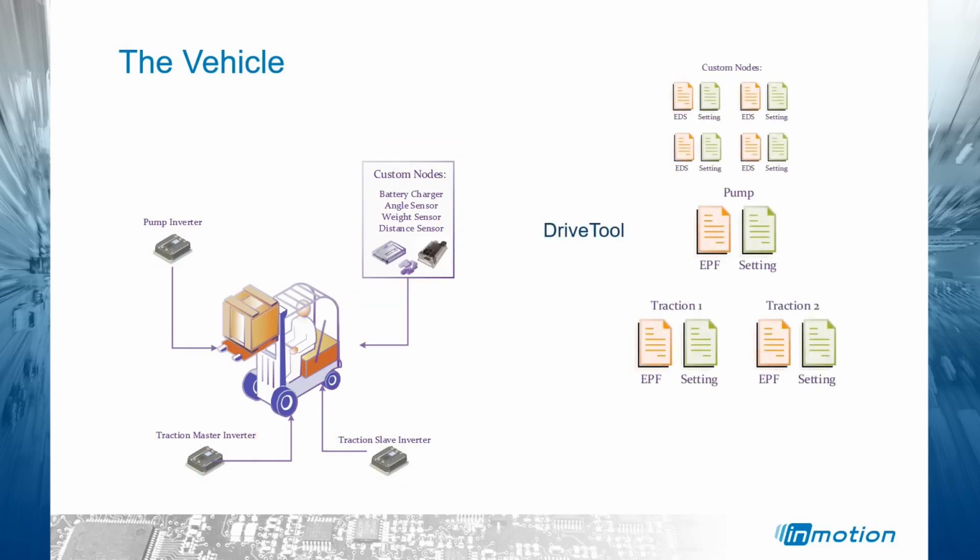With our previous tool, the Drivetool, we would need an EPF or EDS for each node along with a setting file for each node. Drivetool will then load these files, and with this we can connect to one of the nodes. If we want to communicate with the next node, we have to load the other files and connect to that node, one at a time.